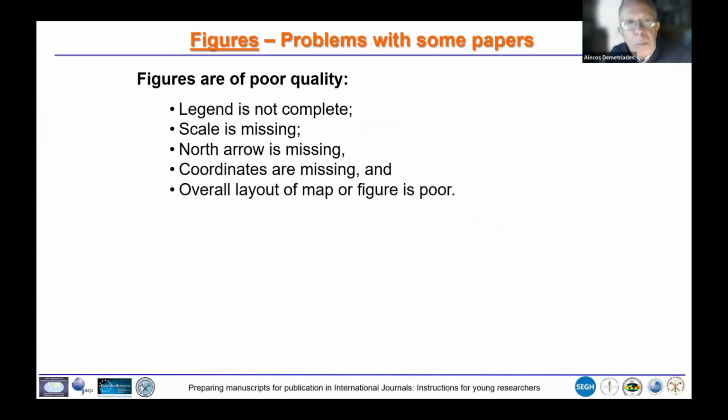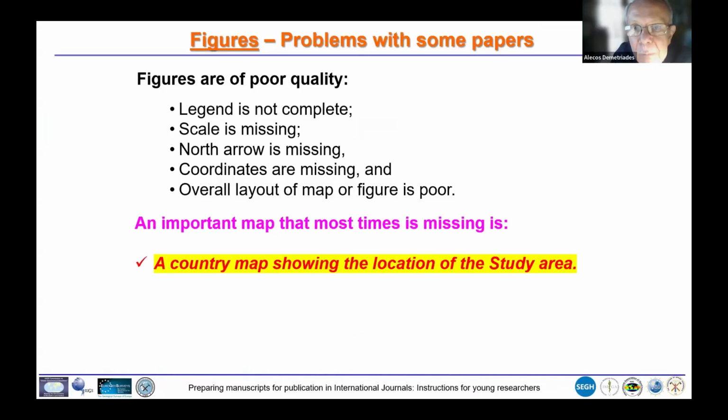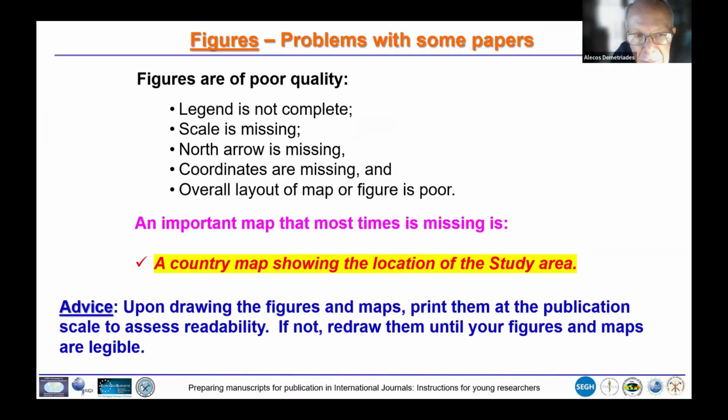Figures, problems with some papers. Figures are of poor quality, legend is not complete, scale is missing, north arrow is missing, coordinates are missing, and overall layout of map or figure is poor. An important map that most times is missing is a country map showing the location of the study area. Advice: upon drawing the figures and maps, print them at the publication scale to assess readability. If not, redraw them until your figures and maps are legible.